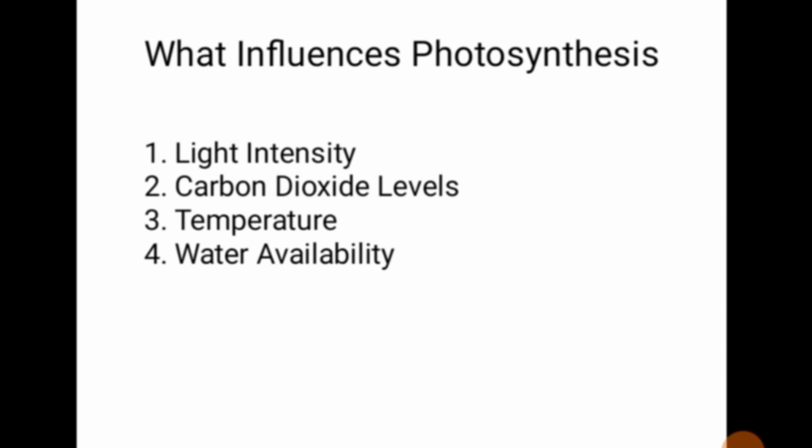So moving on, we have what influences photosynthesis. What we mean here is what are the factors, or the things that are required or that would determine the result of photosynthesis. Number one, we have light intensity. When we talk about light intensity, we mean sunlight.